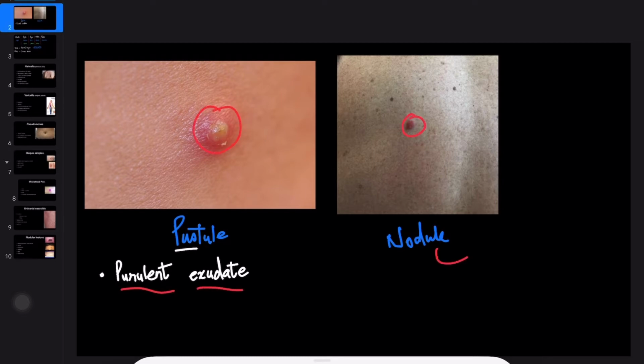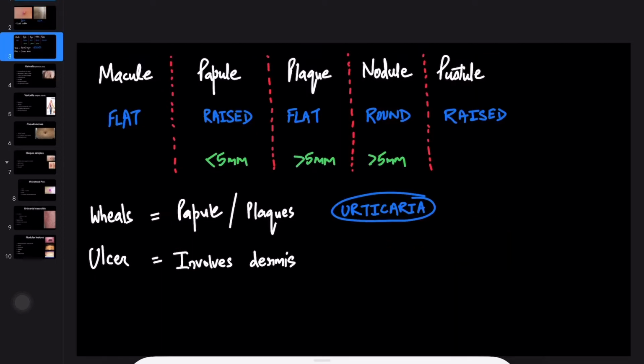Nodule will always be associated with fungal infections. So think of fungal infections when you think of nodule. This is a brief overview of all the dermatological conditions we have seen so far. A macule and plaque are flat, while papule, nodule and pustule are always raised. Papule, plaque and nodule can be differentiated from their sizes, as you can see here.